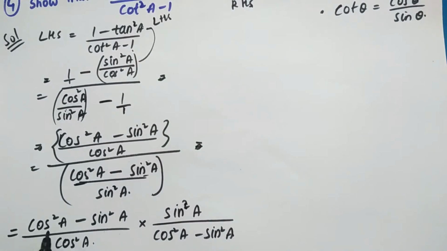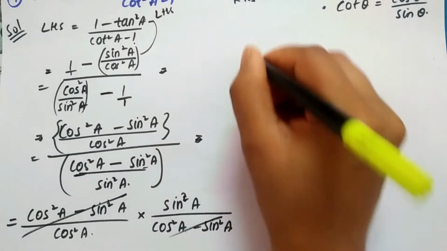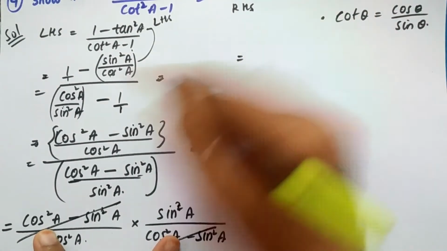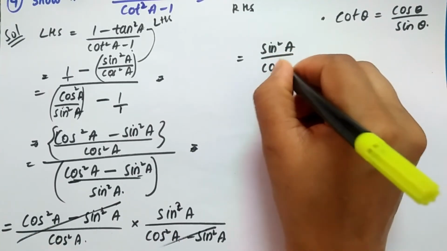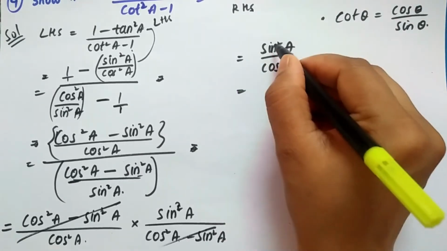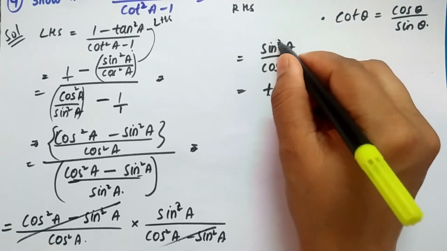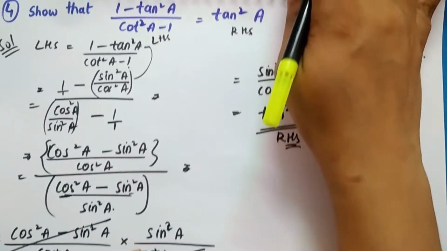Now seeing this, we have cos square a minus sine square a and cos square a minus sine square a, in the multiplication and division form, right? So they get cancelled. What are we left with? We are left with 1 into sine square a, so sine square a, and we are left with cos square a in the denominator. So what is the formula for sine divided by cos? It's nothing but tan, right? Since both are squared, we get tan square a. Isn't it RHS? Yes, it is RHS. We got our answer.